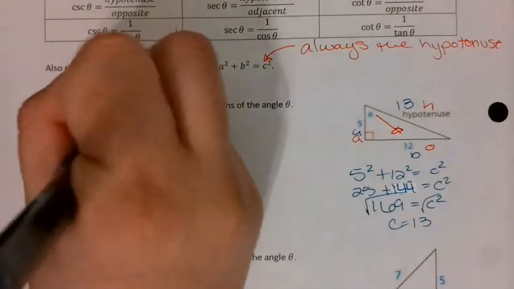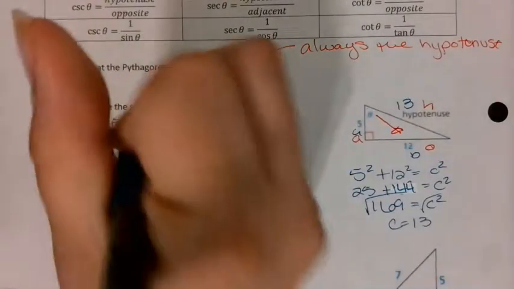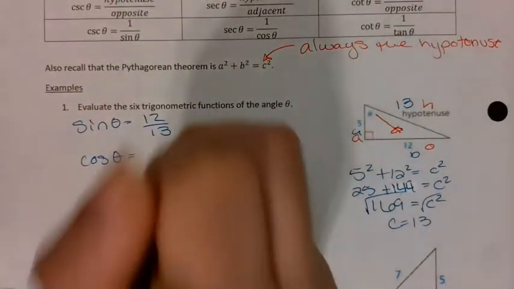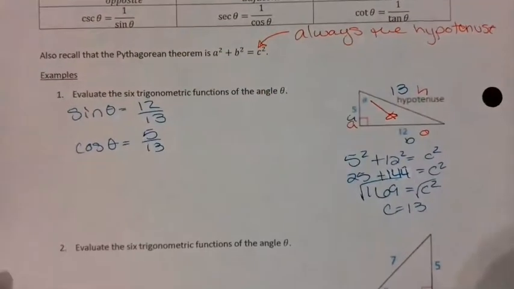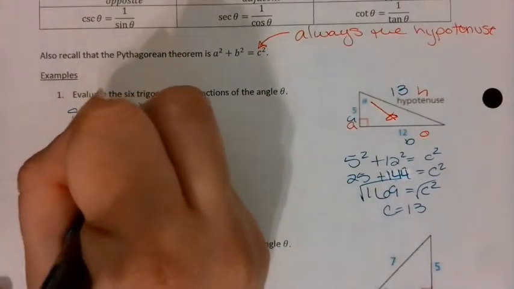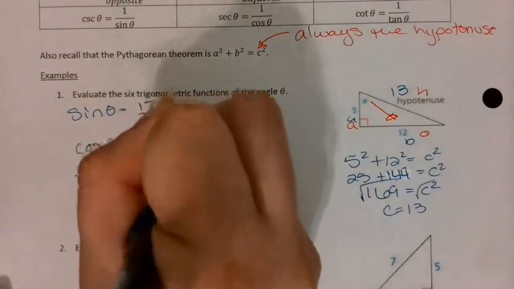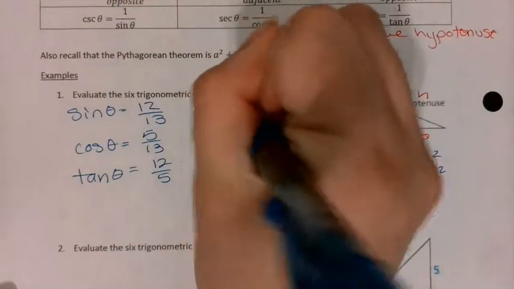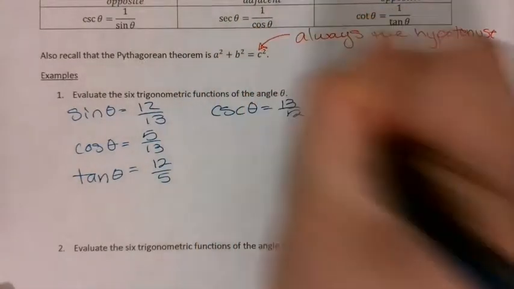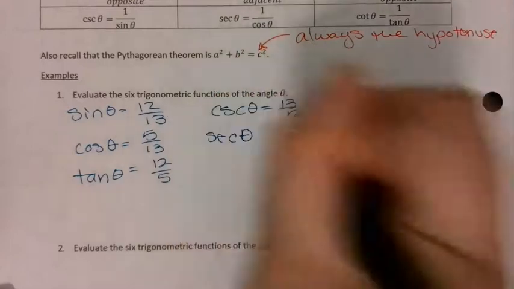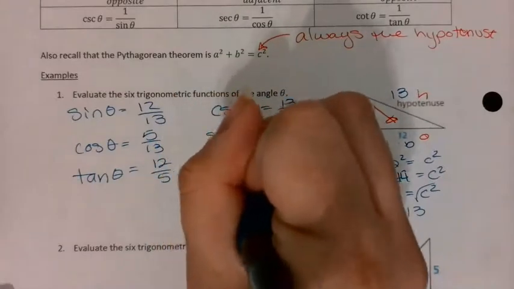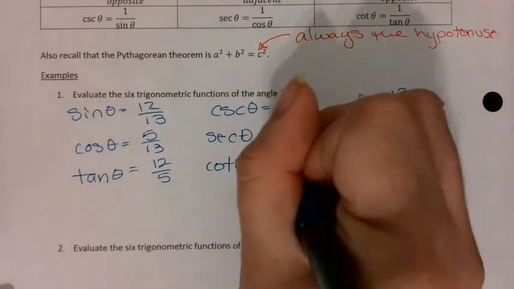For sine of theta, I have opposite over hypotenuse, which is 12 over 13. For cosine of theta, I have adjacent over hypotenuse, which is 5 over 13. And for tangent of theta, I have opposite over adjacent, which is 12 over 5. I leave these as fractions, and I just need to simplify them if I have to. Then there's cosecant, which is the opposite of sine, so 13 over 12. Secant, which is the opposite of cosine, is 13 over 5. Cotangent, which is the opposite of tangent, is 5 over 12.